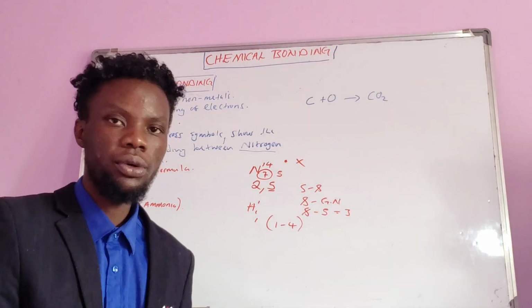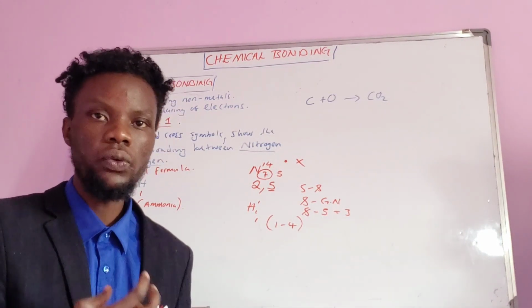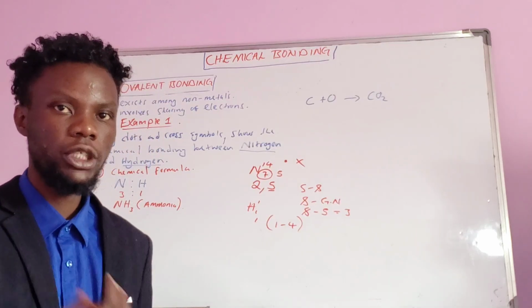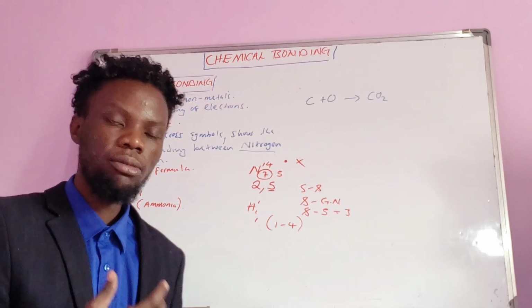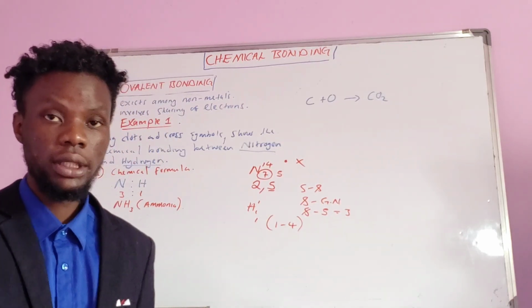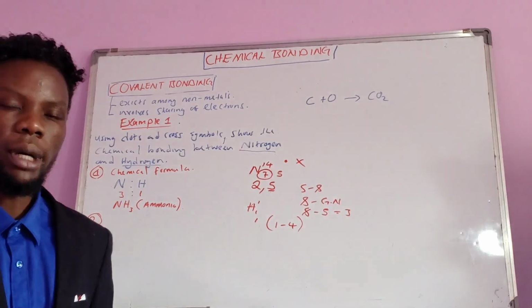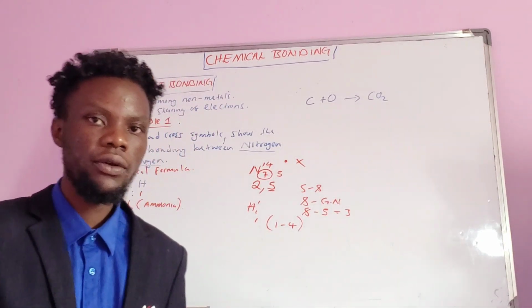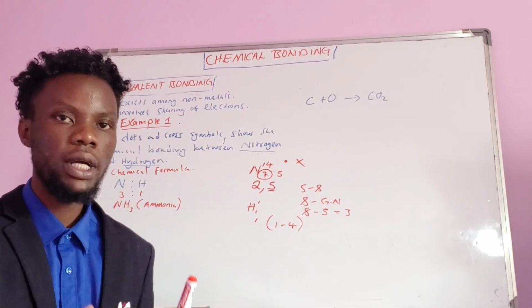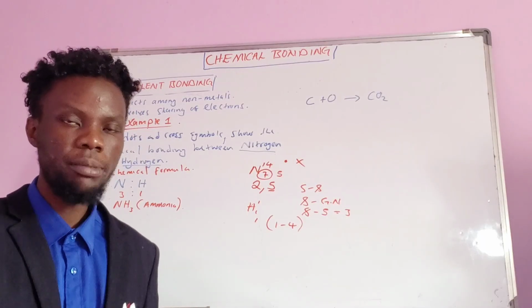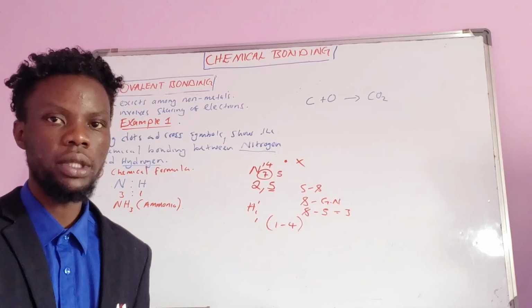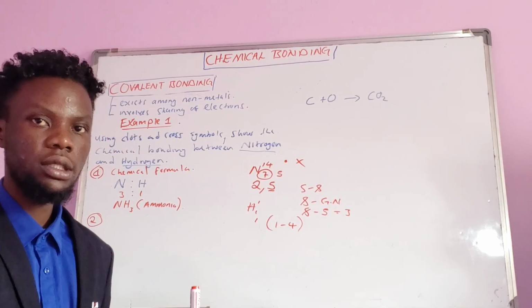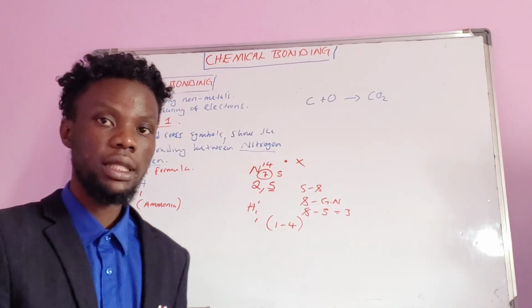There is another important concept that you need to understand. Under molecular bonding, it is advised to write only the last shell. But if you remember, under ionic bonding, it is advised to write starting from the first shell up to the last shell. But for molecular bonding, or covalent bonding, we only write the last shell.